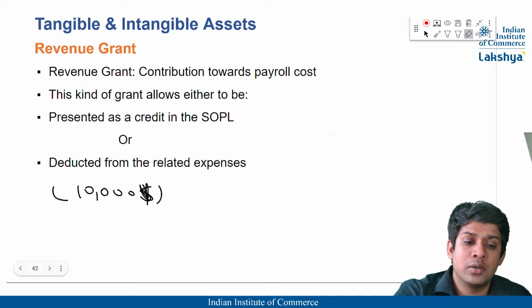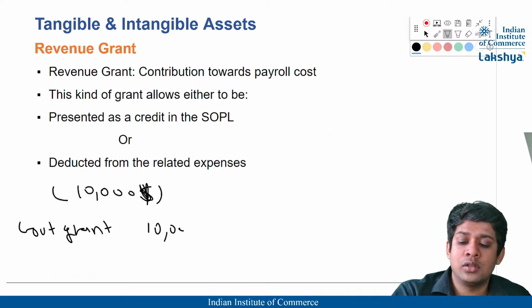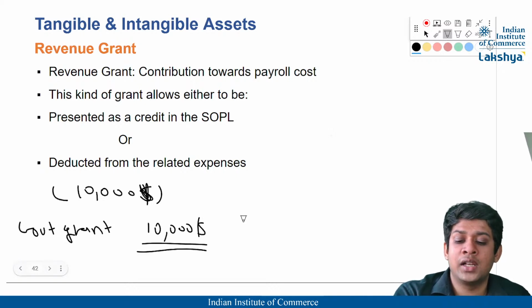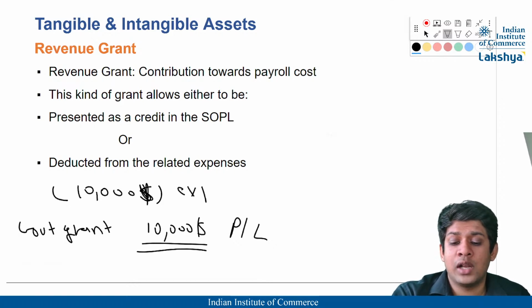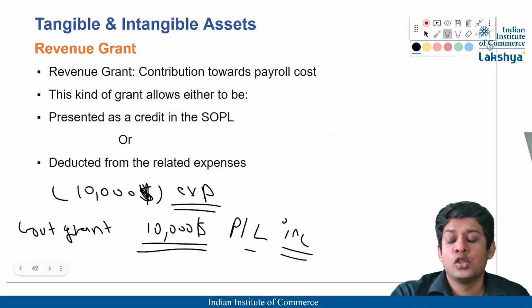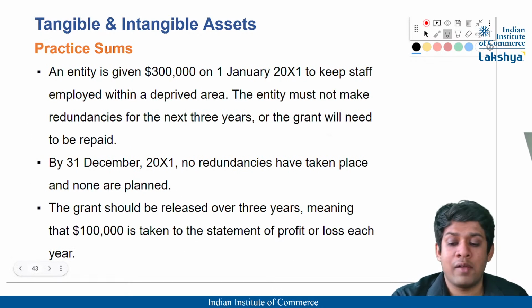Okay, that I got a government grant of $10,000. So it will be stated in the P&L as an income, and this will be shown separately as an expense, right? So this will be shown as an income in P&L, and this will be shown separately as an expense. So you can show them separately, or you can just directly deduct it. Both of the treatments are allowable. So you can do whichever treatment you want to choose.